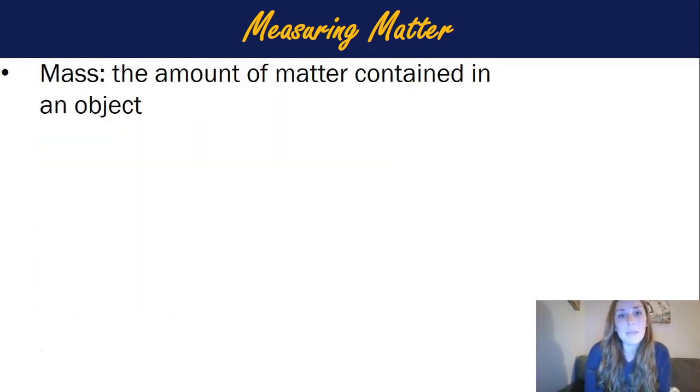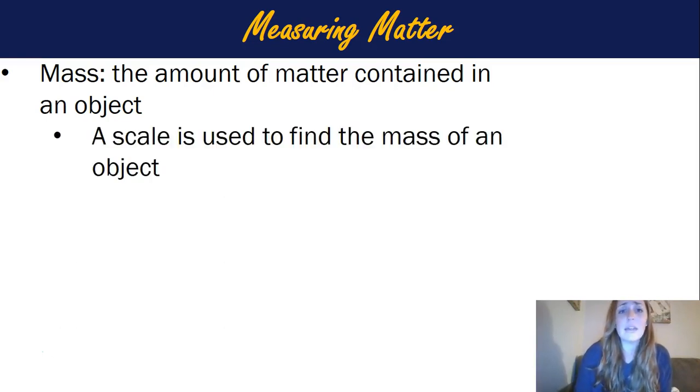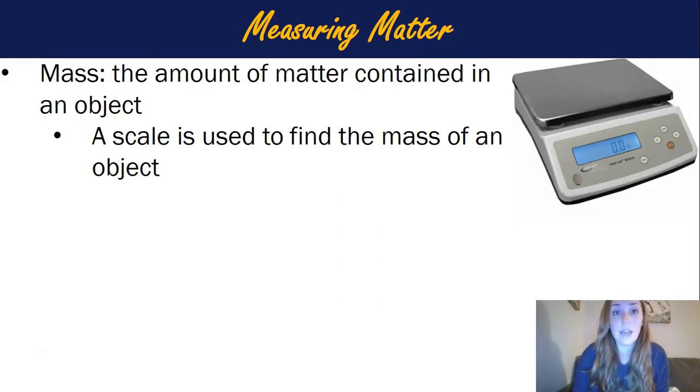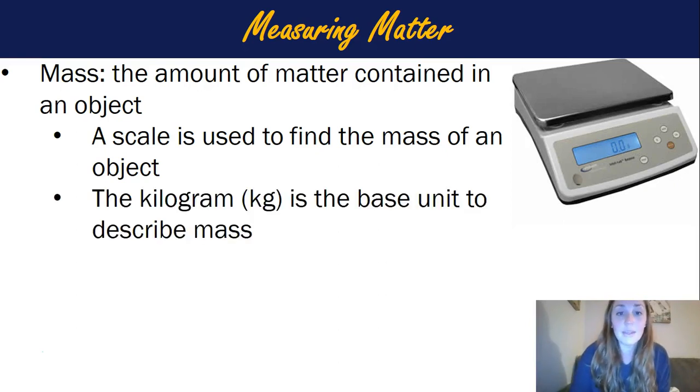The next thing we want to talk about is mass. Mass is the amount of matter contained in an object, and we're going to use a scale to find the mass of an object. We've got electronic scales in the lab. You can also use a balance, a triple beam balance. We're going to do a little bit of practice with that, but for the most part, we'll use electronic scales. The kilogram is the base unit to describe mass.